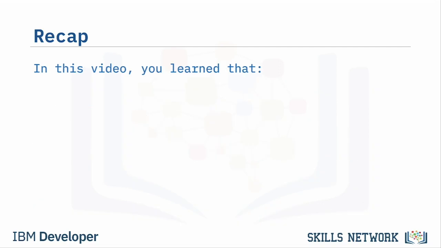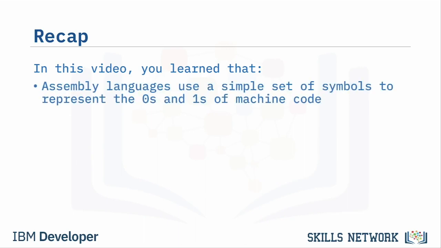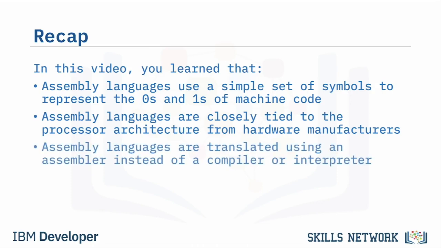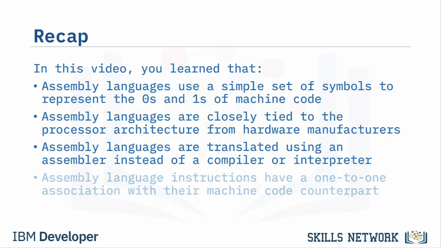You also learned that assembly languages use a simple set of symbols to represent the zeros and ones of machine code. Assembly languages are closely tied to the processor architecture from hardware manufacturers. Assembly languages are translated using an assembler instead of a compiler or interpreter. And assembly language instructions have a one-to-one association with their machine code counterpart.